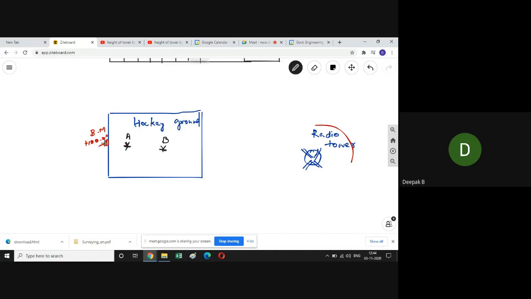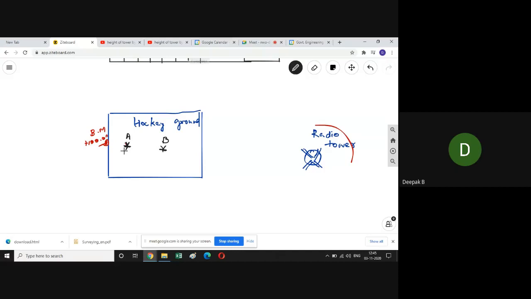So you have a benchmark station, BM, a station point A, and a station point B. A and B are in a straight line, and all these four points, the BM, point A, point B, and the radio tower, are in a straight line.